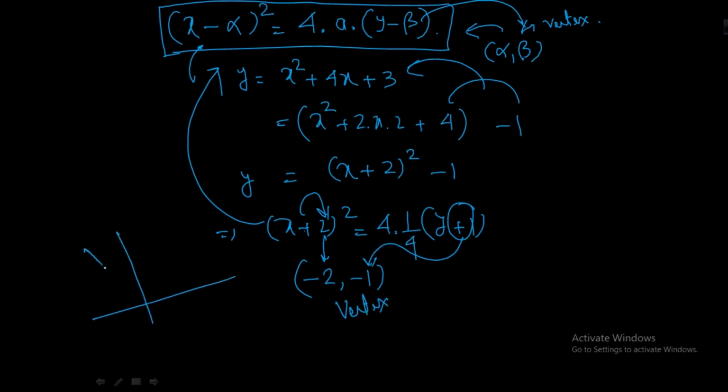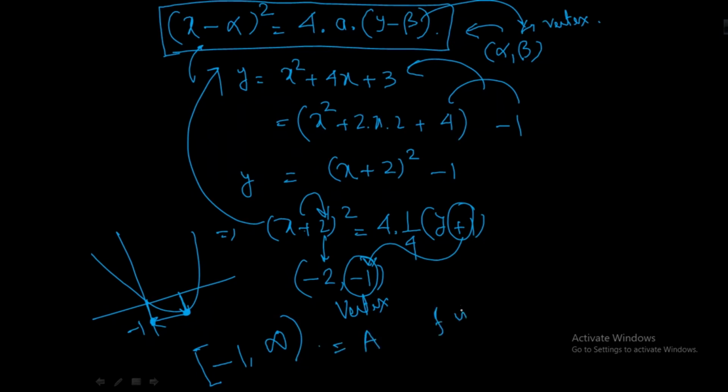Now we have got the vertex. Now we need this point, that is the y coordinate, that means this point. This is -1, so this is -1. So I can say the range is -1 closed, because it will definitely touch -1. This is the vertex, up to infinity open. So this is the value of a if f is onto. Is that clear?